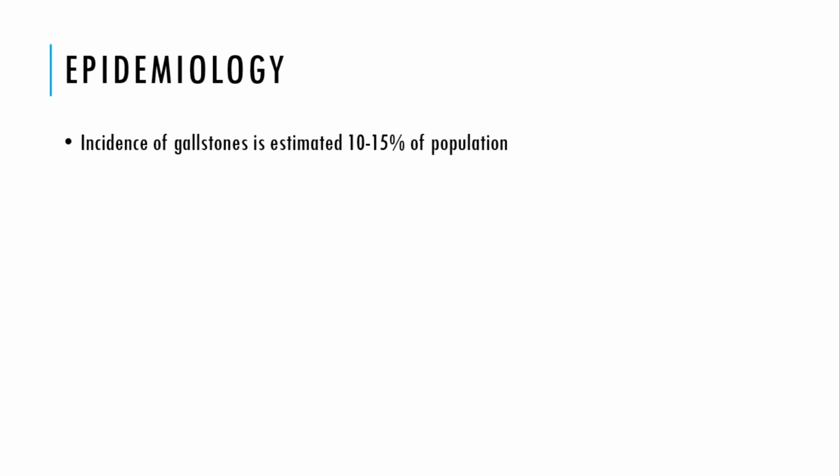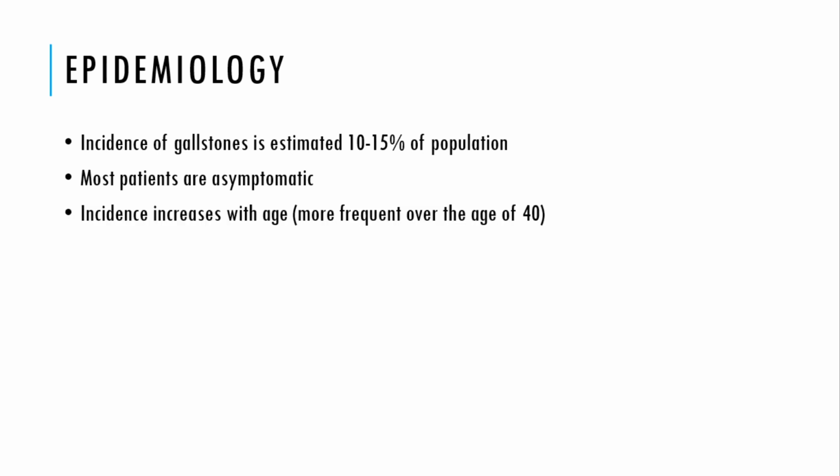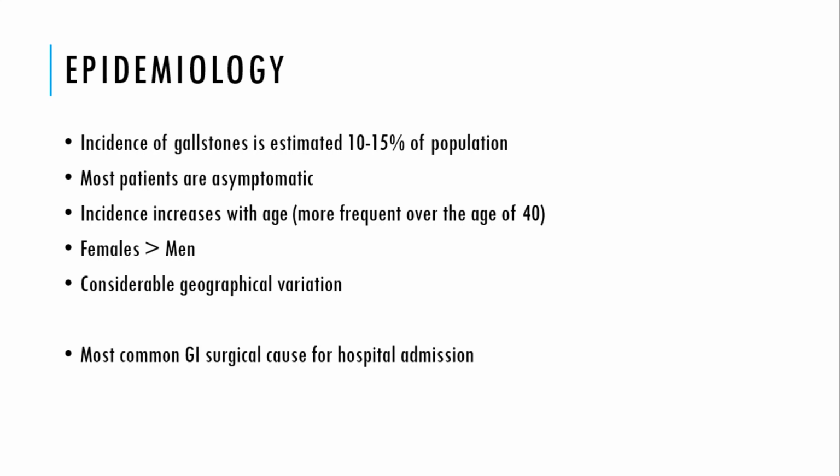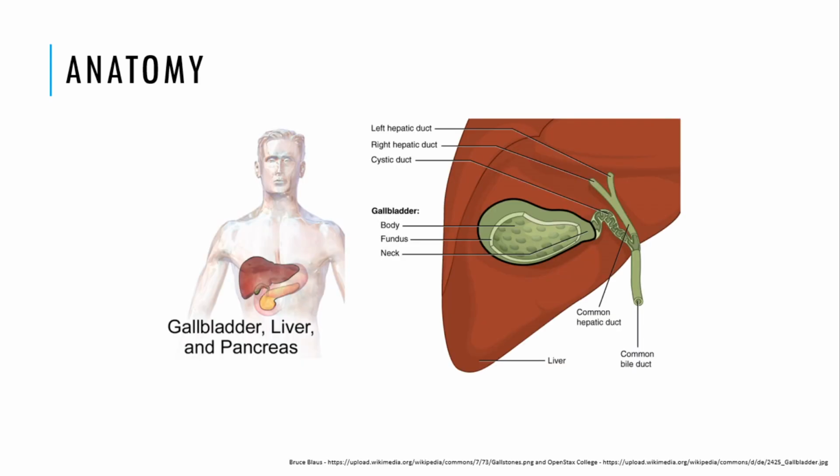The incidence of gallstones is estimated roughly around 10 to 15% of the population. Most patients are asymptomatic, and the incidence tends to increase with age, and gallstone disease is more frequent over the age of 40. Females tend to develop problems from gallstones more frequently, and also there is a considerable geographical variation. Gallstone disease is the most common GI surgical cause for hospital admission.